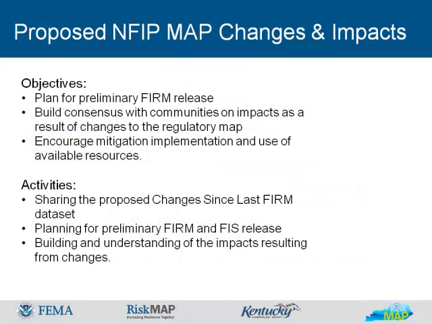For RiskMAP projects that include regulatory products, the FIRM and FIS, the proposed NFIP map changes and impacts phase will occur. The objectives of this phase are to plan for preliminary FIRM release, build consensus with communities on impacts as a result of changes to the regulatory map, and encourage mitigation implementation and use of available resources. Activities that occur during this phase include sharing the proposed changes since last FIRM dataset, planning for preliminary FIRM and FIS release, and building an understanding of the impacts resulting from changes.